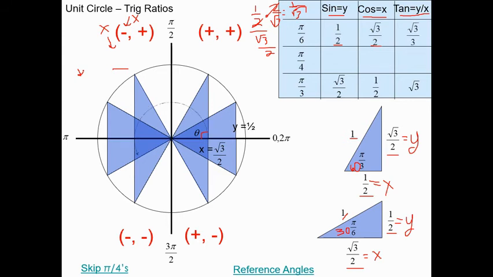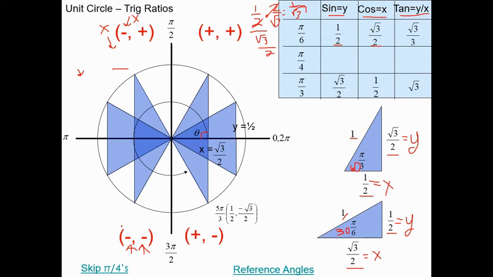As we continue going around the unit circle, notice in the third quadrant, both the x and the y's are negative. But again, it's the same numbers in the same space. Negative square root of 3 over 2, negative 1/2. As we move to the 60-degree angle, now we have negative 1/2, negative square root of 3 over 2. So again, the numbers are repeating.